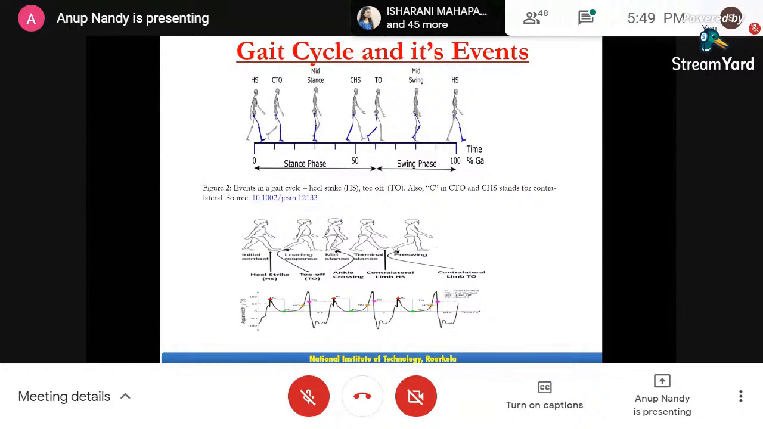Then after that you need to identify some events. An event means, for example, the heel strike. It is one event. Whenever you take the first step, one of your legs touches the ground.